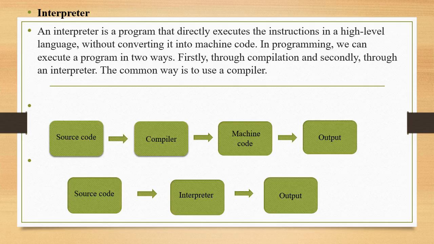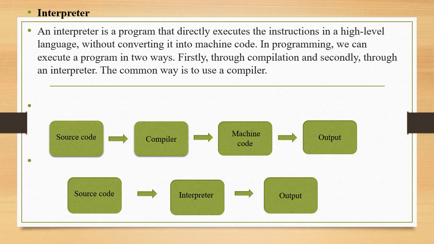An interpreter is a computer program that in computer science allows instructions written in programming or scripting languages to be executed directly by computer without first needing to be translated into a machine language. In programming, we can execute a program in two ways. Firstly, through compilation, secondly, through an interpreter.